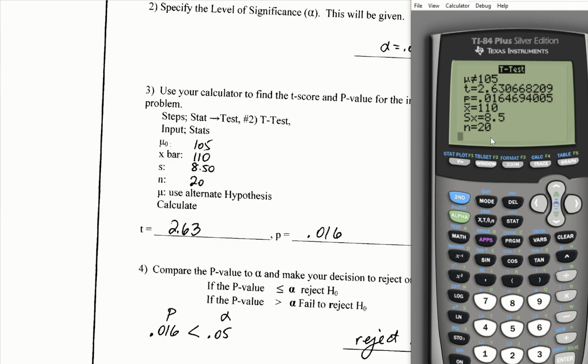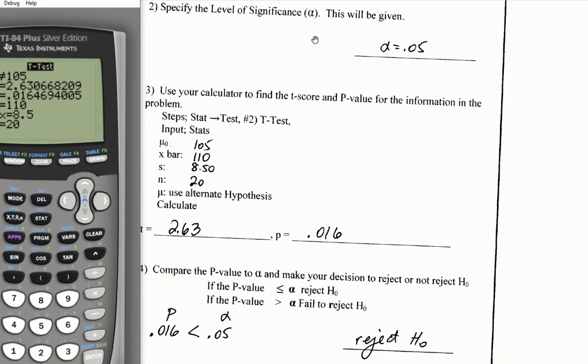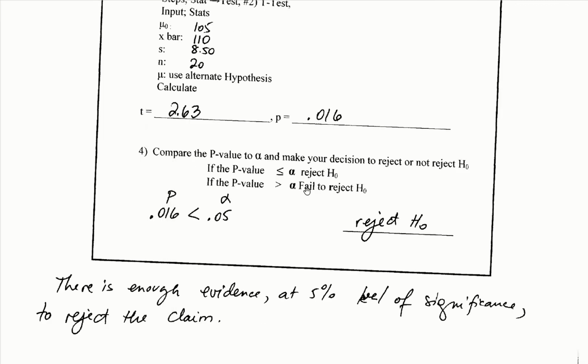And we would get a t-test score of 2.63. And the p-value that we wanted is 0.016. So p is 0.016. We can now go ahead and compare p to alpha. P is 0.016. Alpha was 0.05. Because p is less than alpha, the decision will be to reject the null. So we will be rejecting the null in this example.